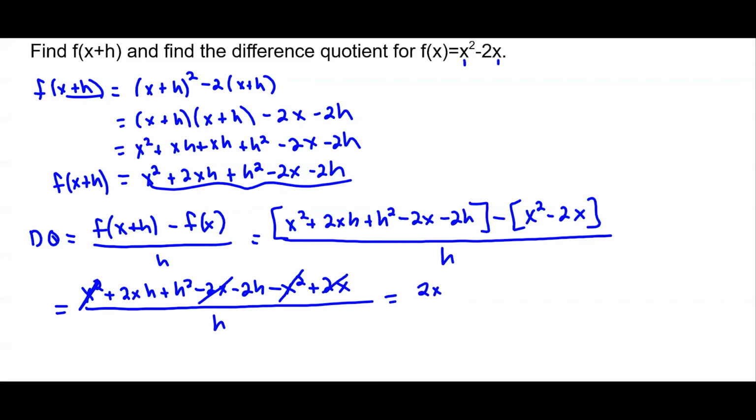I get 2xh plus h squared minus 2h divided by h. And then you see everything's got an h in it, so I can distribute this division of h. If I divide the h throughout, I get 2x plus h minus 2. And that is the difference quotient.